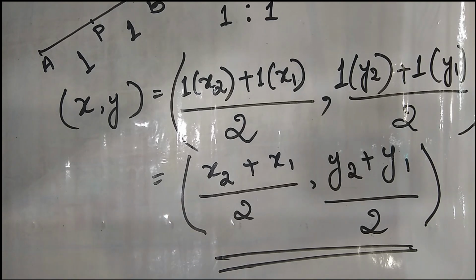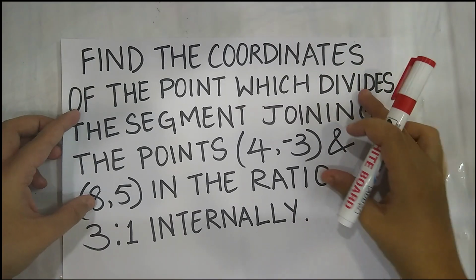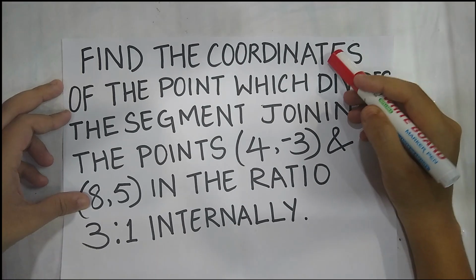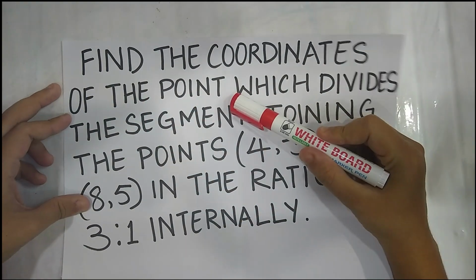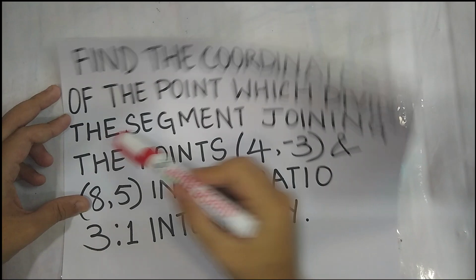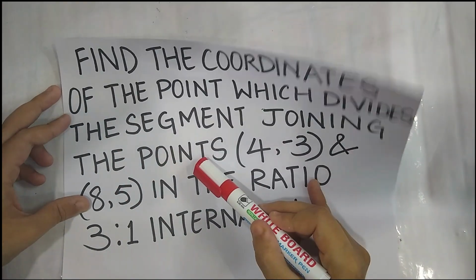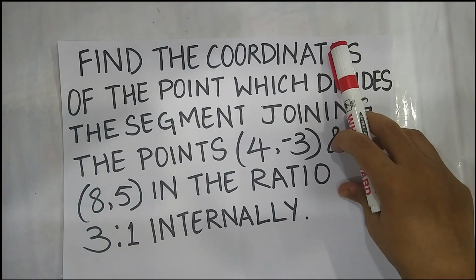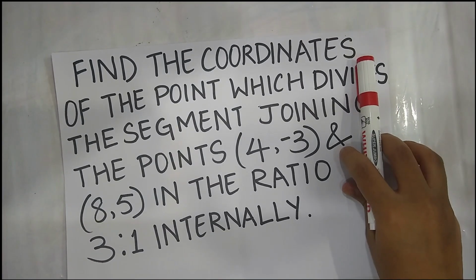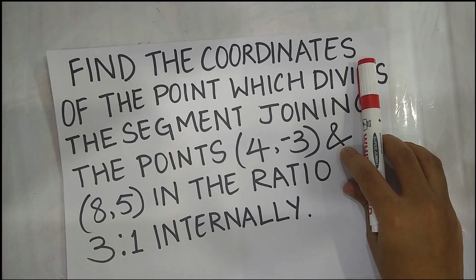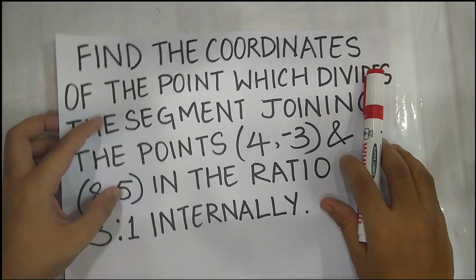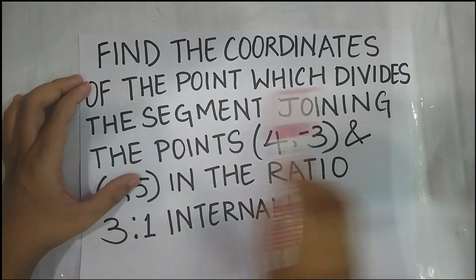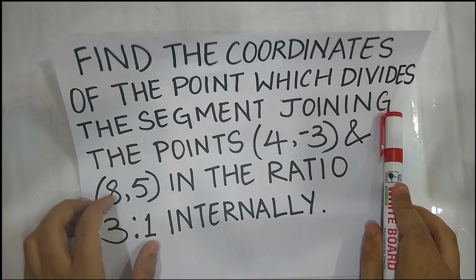Now let us get into the problems. So this is your first problem. The question states: find the coordinates of the point which divides the segment joining the points (4, -3) and (8, 5) in the ratio 3:1 internally. So what are the given points? Let us understand the question. Find the coordinates of the point which divides the segment joining these two points, right?